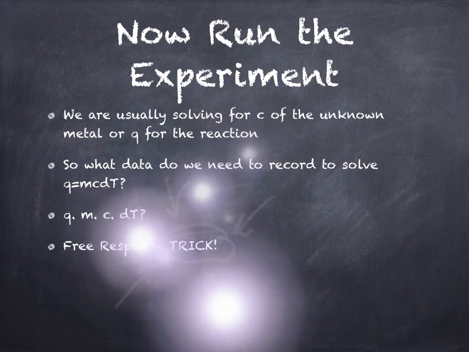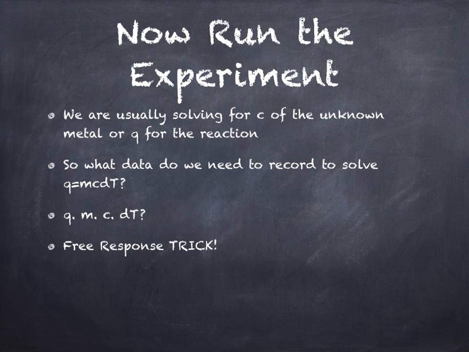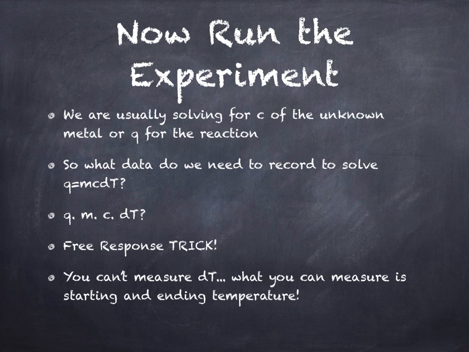Now, be careful, because this is a free response trick. You can't measure delta T. Delta T is a calculated value. You can measure starting temperature and ending temperature, from which you calculate delta T. But please, in any free response question, don't write down that we measure delta T, because they'll mark that wrong. You're going to measure starting and ending temperature, from which you calculate it. So that's something to be aware of.